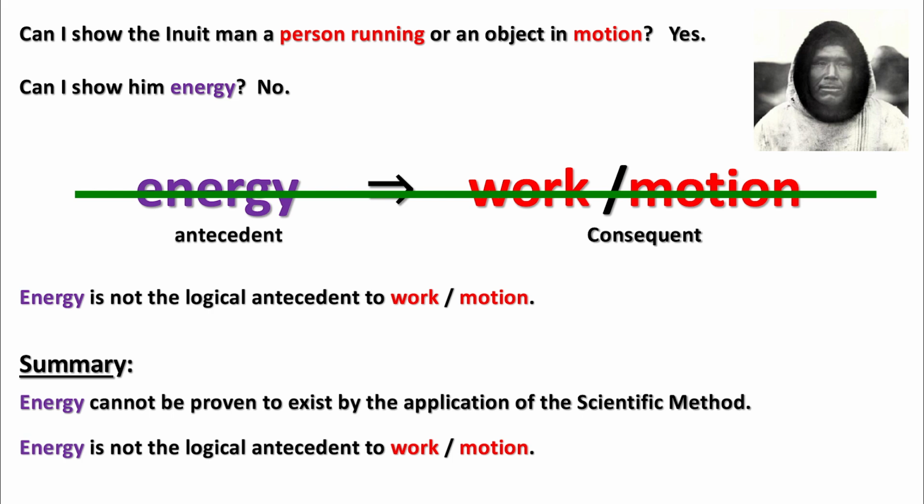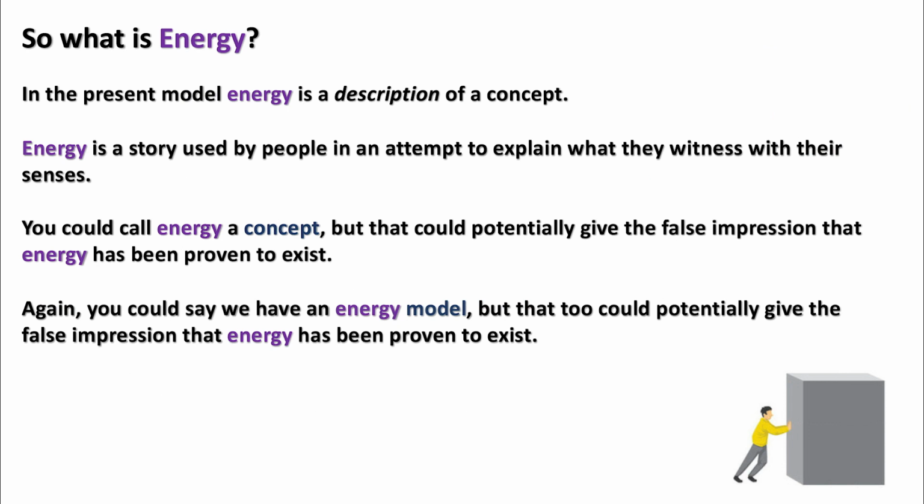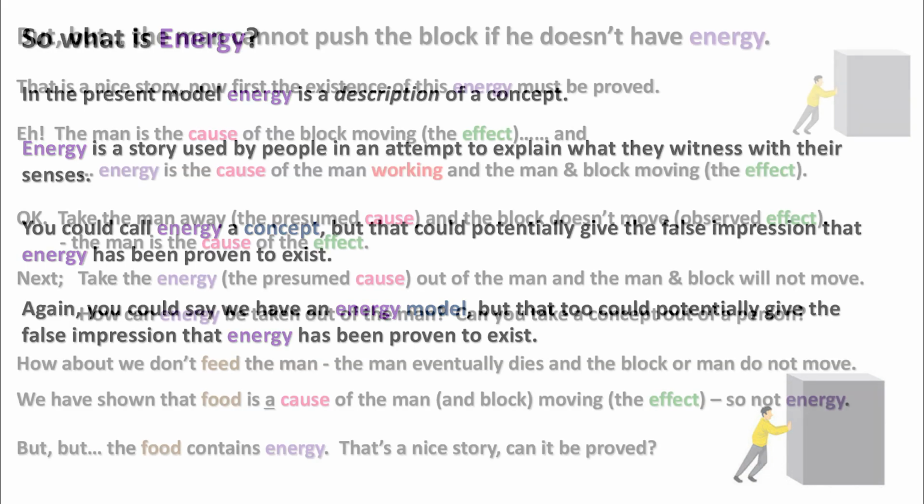Summary. Energy cannot be proven to exist by the application of the scientific method. Energy is not the logical antecedent to work or motion. So what is energy? In the present model, energy is a description of a concept. Energy is a story used by people in an attempt to explain what they witness with their senses. You could call energy a concept, but that would potentially give the false impression that energy has been proven to exist. Again, you could say we have an energy model, but that too could potentially give the false impression that energy has been proven to exist.